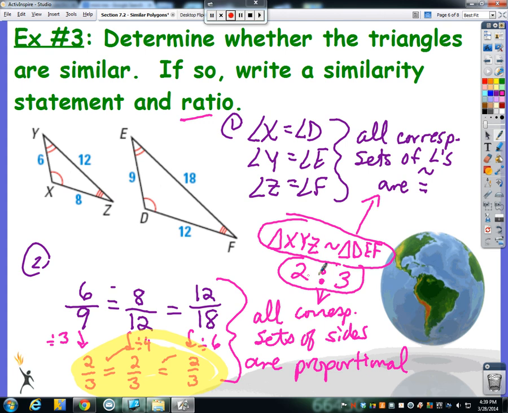Okay. Now, if I said 3:2 ratio, then technically I would have needed to write my similarity statement the other way around. So if I had said triangle DEF is similar to triangle XYZ, then I would say it has a ratio of 3:2. So it is important which way the numbers go in the ratio. Make sure that your smaller triangle matches up with the smaller number.